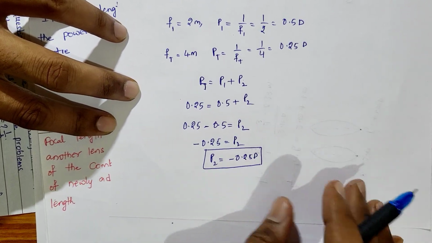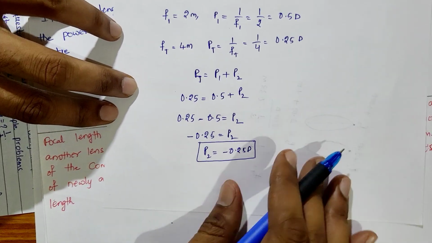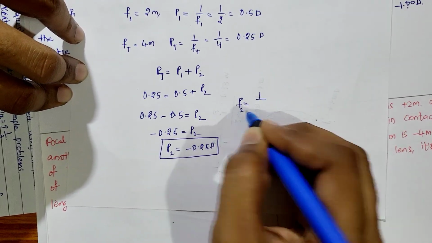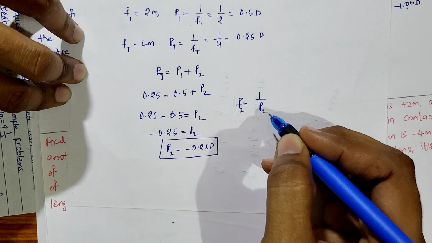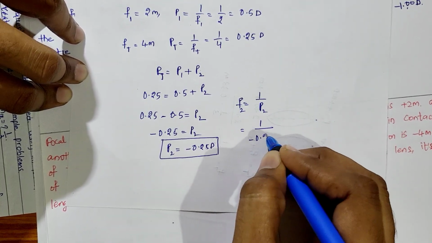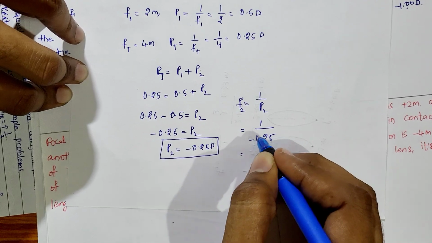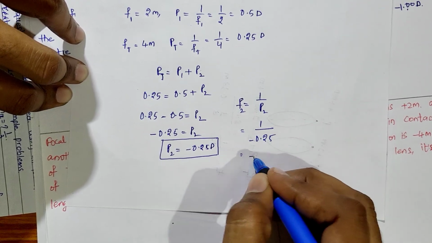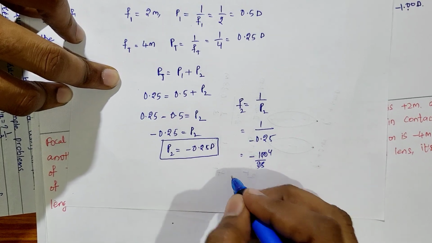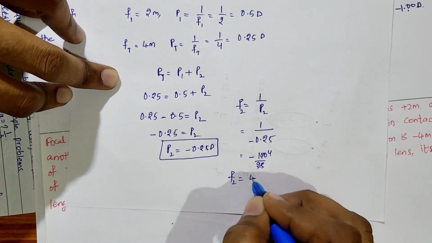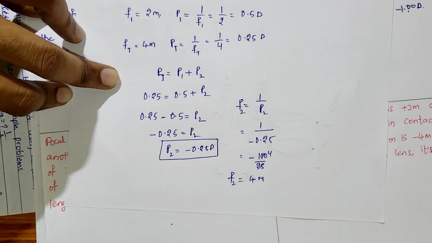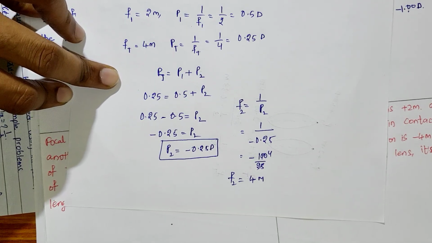What will be the focal length now? Let us find the focal length now. Focal length F2 will be equal to 1 by P2. So it is going to be 1 divided by minus 0.25. 25 divided by 100, 100 goes up, minus 100 divided by 25. 25 fours are 100. So F2 will be equal to minus 4 meters. Okay? Understood or not?